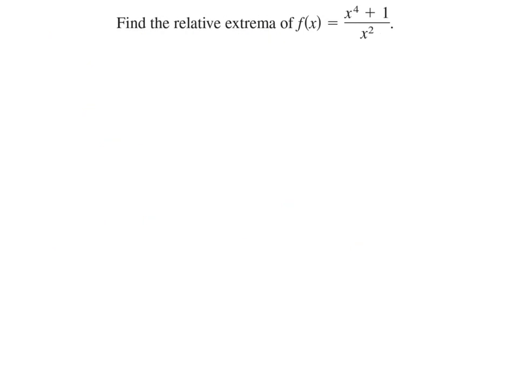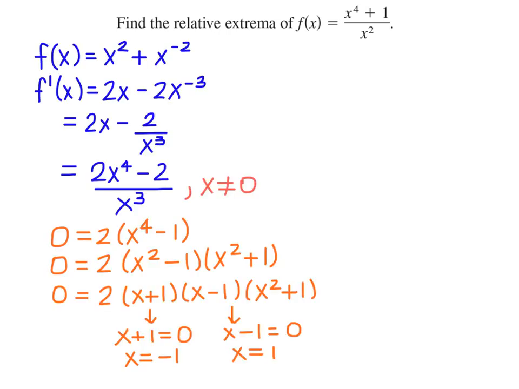So here we have our last example. Let's find the relative extrema of this function here. So again, going to take the derivative first, set that equal to 0, set up my number line, see what happens from there. So I'm going to rewrite f of x so I can take the derivative using the product rule, and I take the derivative here and I end up with an x in my denominator, so that means that x cannot be 0.